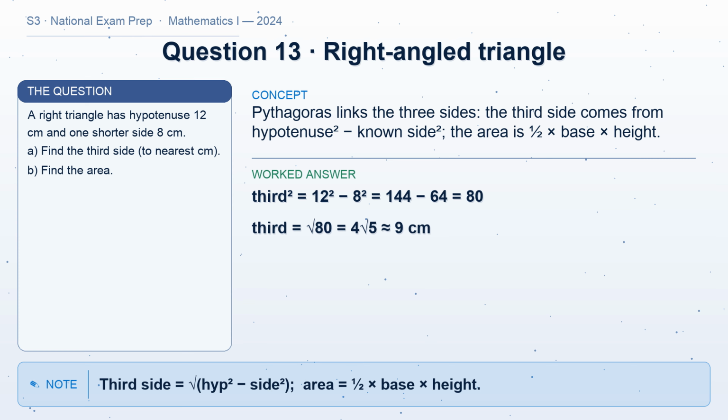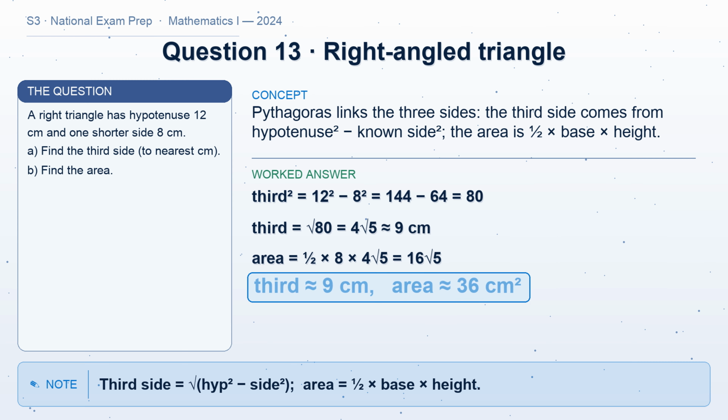For the area, the two shorter sides meet at the right angle, so they are the base and height. The area is 1/2 times 8 times 4 root 5, which is 16 root 5, about 36 square centimeters. So the third side is about 9 centimeters and the area is about 36 square centimeters.